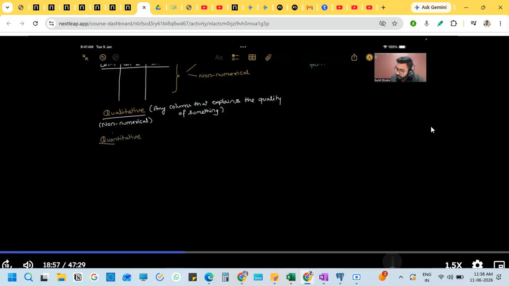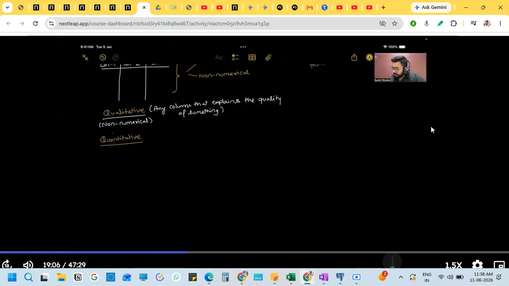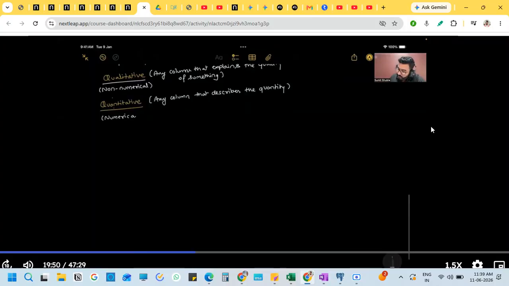Quantitative. If you focus on the word, it's quantity. Quantitative means something which is describing the quantity. So any column that describes the quantity, since quantity cannot be non-numerical, it should be numerical, right? So let's say if I say my weight is 80 kg, so 80 is a number, it's a quantity. Or maybe my mother has asked me to bring 1 liter of milk, so 1 liter is a quantity, right? So quantitative variables are essentially your numerical variables. Now, these two terms are very widely popular in the industry. That's the reason, just keep them in mind: what is qualitative and what is quantitative.